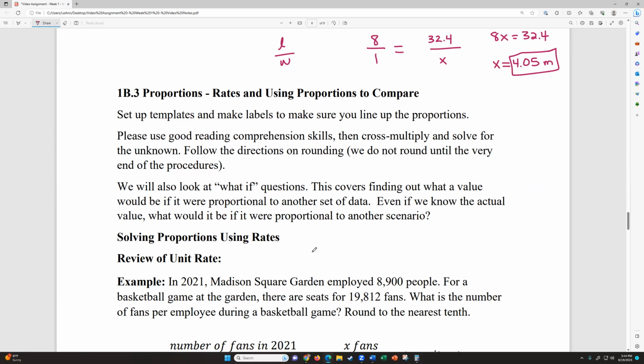We will also look at what if questions. This covers finding out what a value would be if it was proportional to another set of data. Even if we actually know the actual value, what would it be if it were proportional to that another scenario? So you may know the exact population of a state, but we might want to say, what if it's proportionate to another state? Okay, so it's like a predicted value based on the proportional relationship.